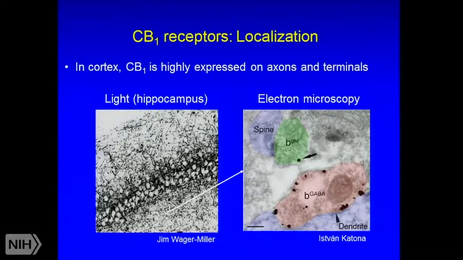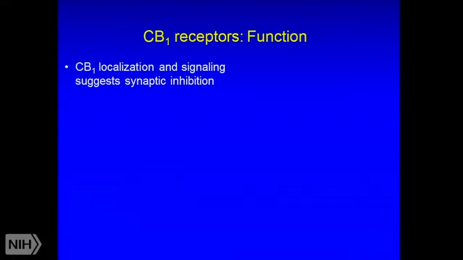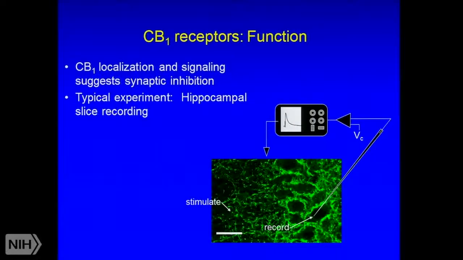And you also note that glutamatergic terminals having CB1 tend to make synapses on the spines, whereas GABAergic terminals tend to make synapses on the shafts. So the localization of CB1 receptors and how they signal suggests they may inhibit synaptic transmission, and that's definitely the case. And I want to show you briefly the type of experiments that demonstrate that.